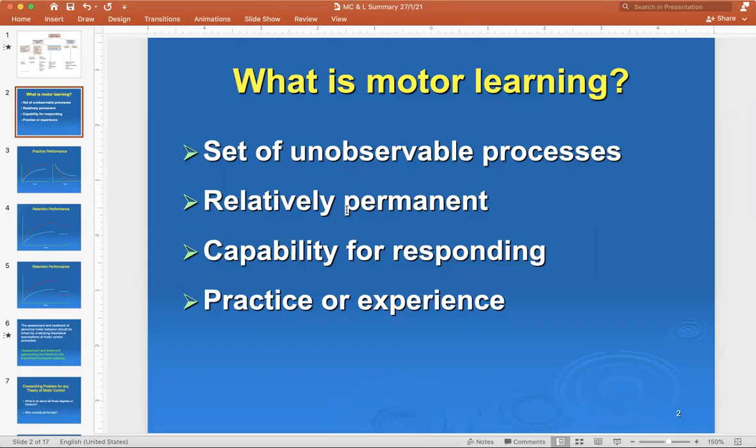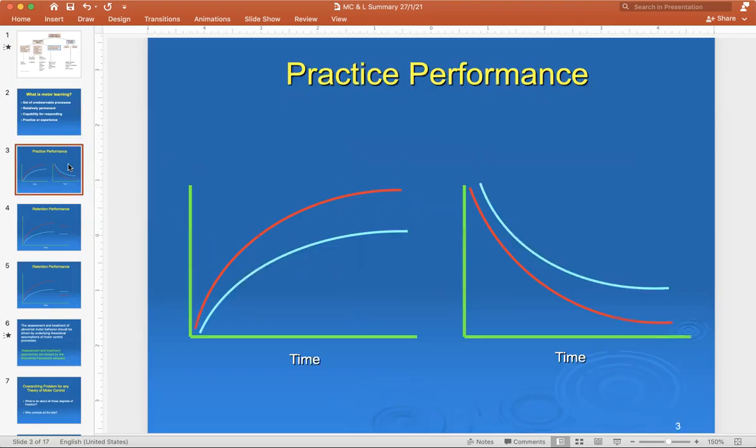We have to have it be relatively permanent for it to be learned. They have to have a retention test. You have to be able to do it at a later date when the therapy is not helping them. So because these are unobservable processes, we have to look at various types of performance to infer learning has taken place. One type of performance we look at is practice performance.